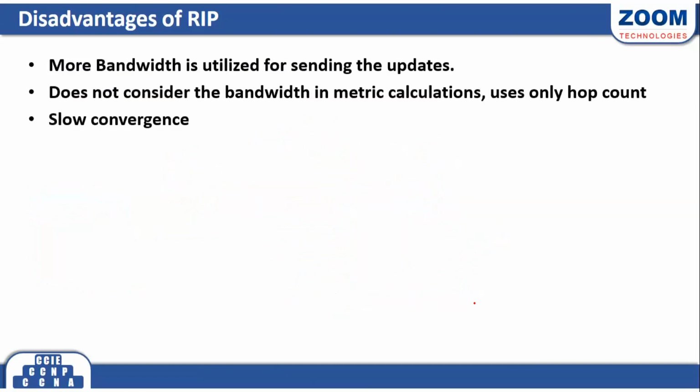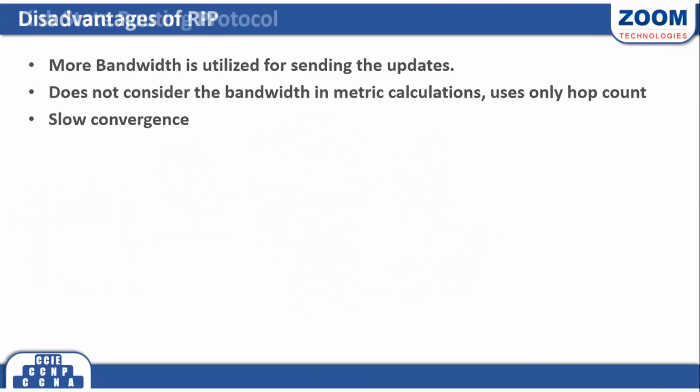And what are the major drawbacks of RIP? More bandwidth is utilized for sending periodic updates. It does not consider bandwidth in the metric calculation and uses only hop count. Remember, it will check only hop count. Slow convergence, and a limited hop count of 15. These are the drawbacks of RIP.